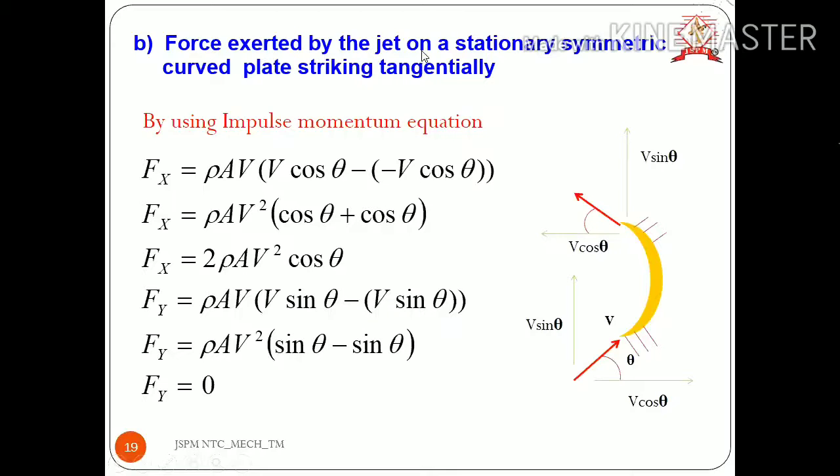So for the force exerted by the jet on a stationary symmetric curved plate striking tangentially, we have found two forces: one force in x direction and another force in y direction. The force in x direction is 2 rho a v square cos theta, and the force in y direction is 0.